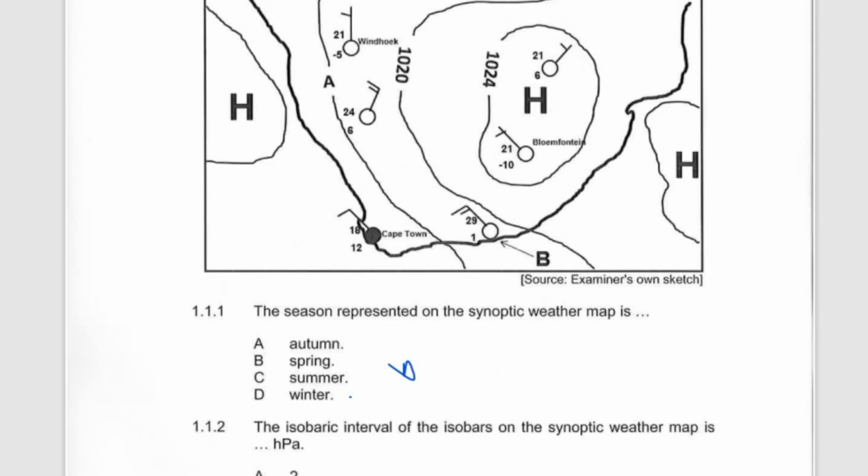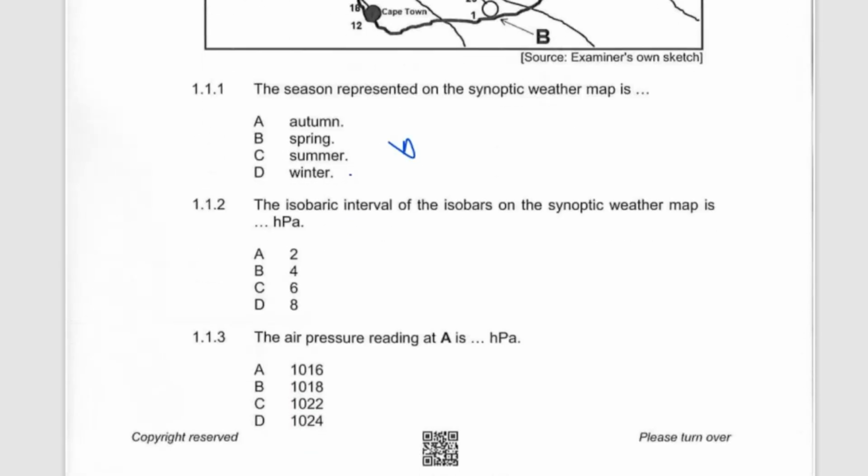So 1016. When you look at the various options here, they say the isobaric interval. So the interval, that is the difference between the different isobars, is 4. So the answer becomes B. Okay. We go down.